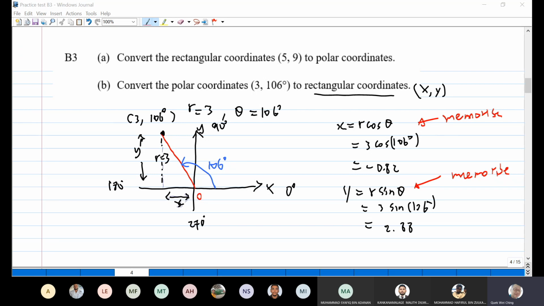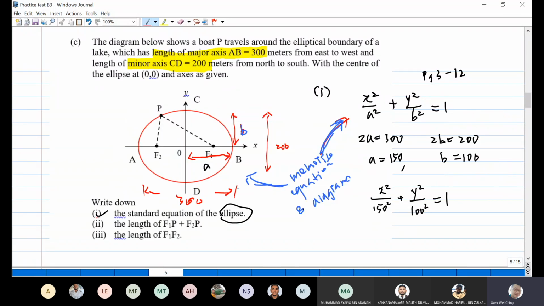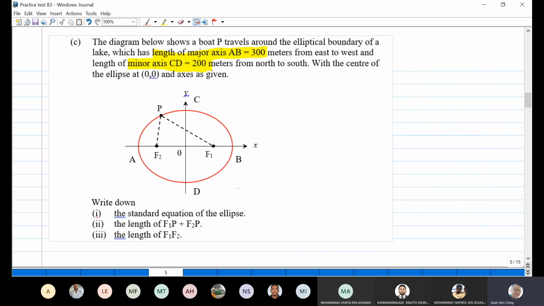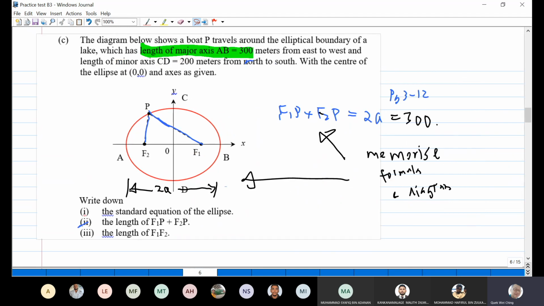Okay, so this is part B. So now B3 part C, okay, I have changed the question, so be careful now. Initially, the question was about hyperbola. So I changed the question now. Let me work out again for you, right? The question is like this.